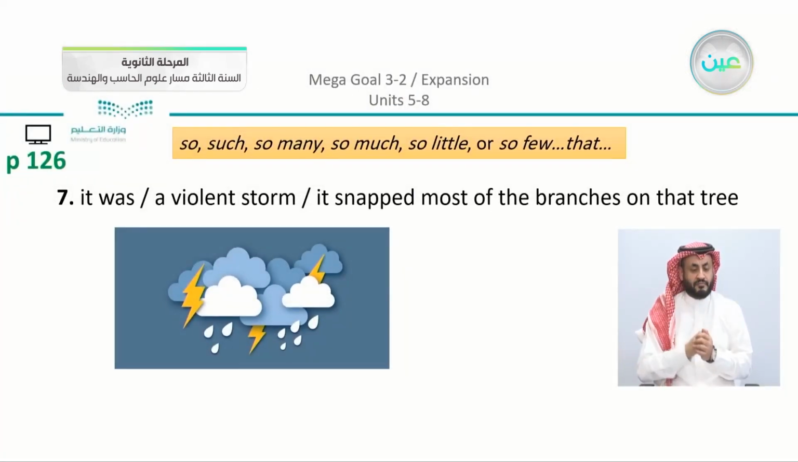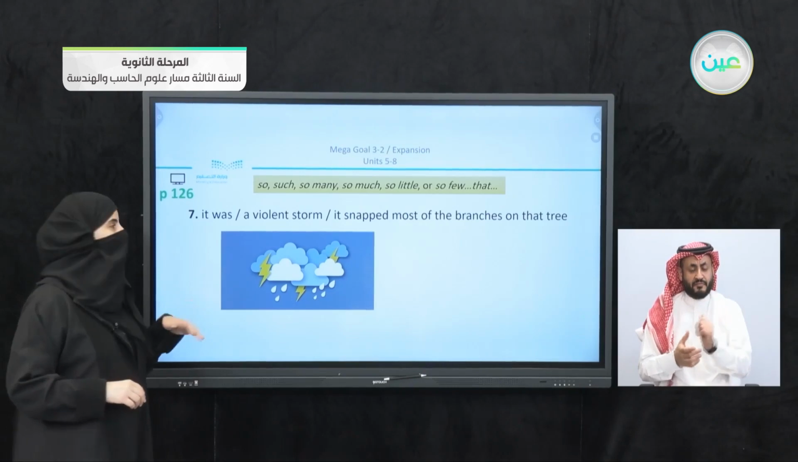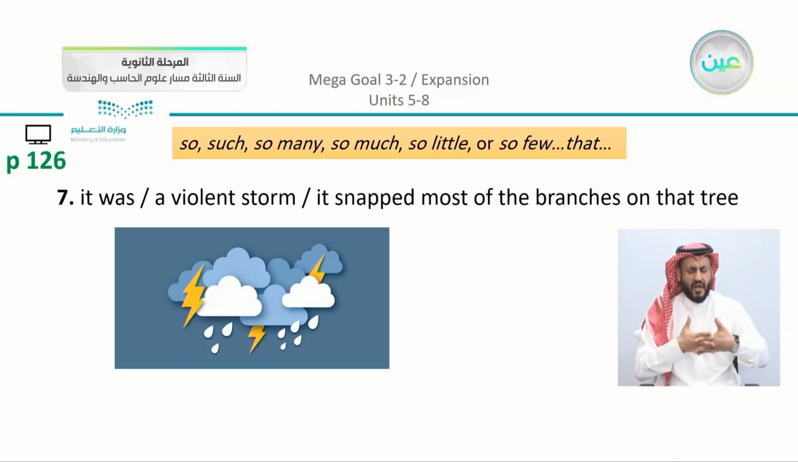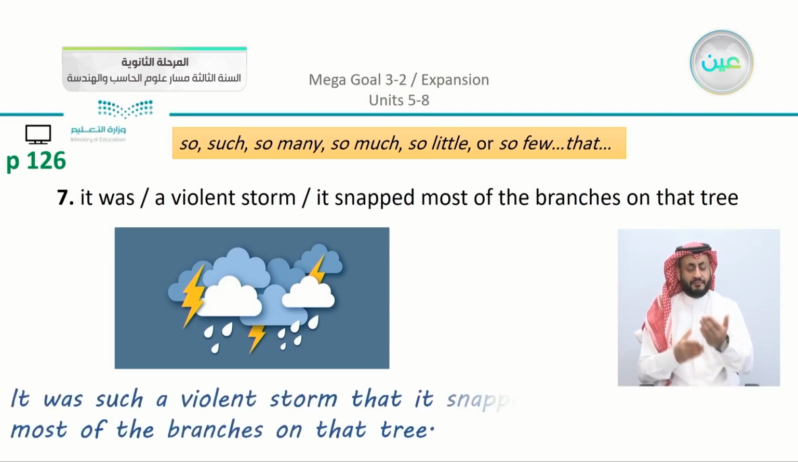Number 7, we have the sentence. It was a violent storm. It snapped most of the branches on that tree. So we have something that is very strong or violent. We can say it was such a violent storm, or you can choose another sentence, but you can just rearrange the sentence. Here we have, it was such a violent storm that it snapped most of the branches on that tree.